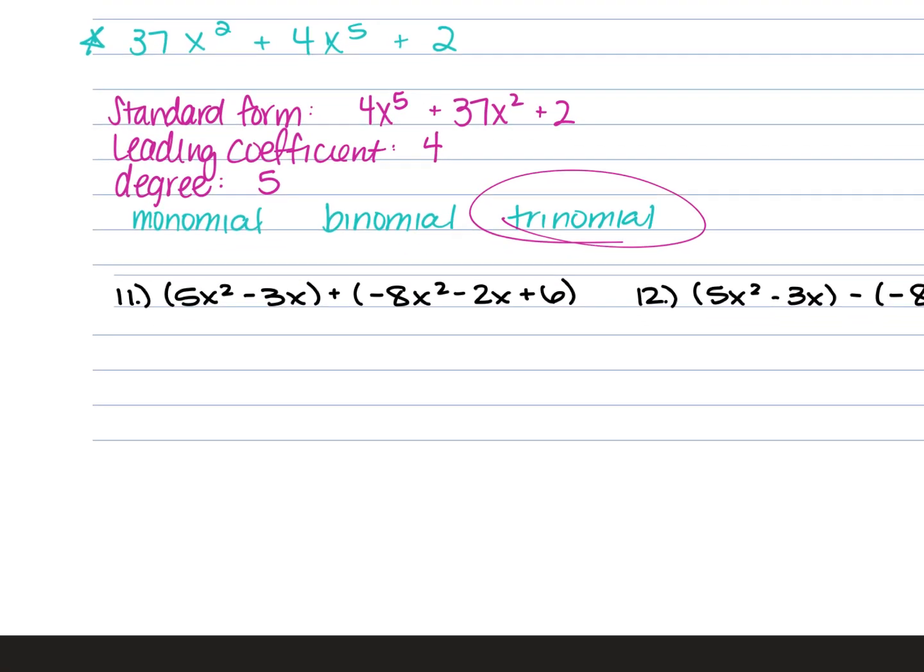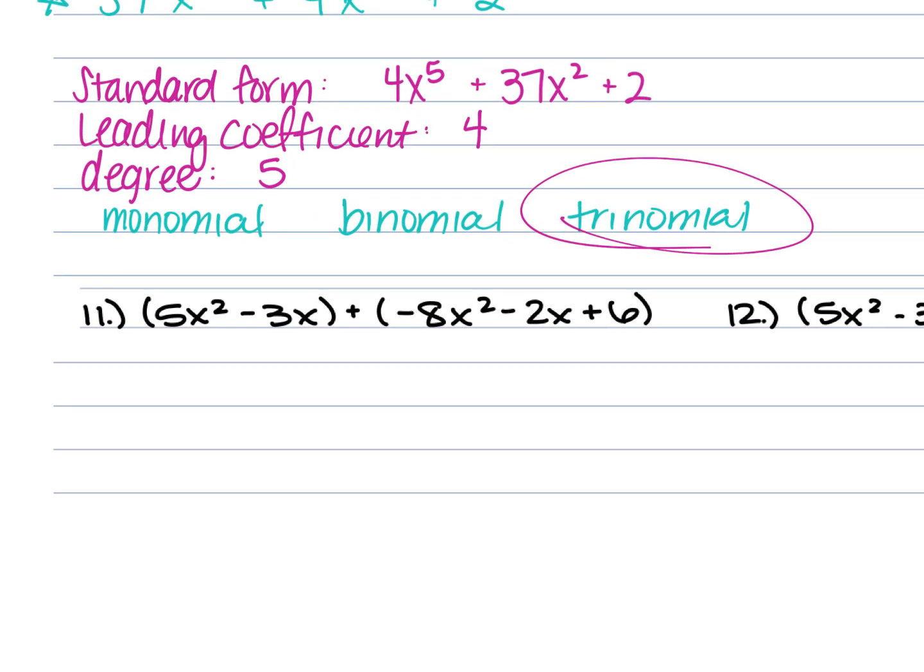So for the rest of these, we're just combining like terms or performing the indicated operation. We're putting our answers in standard form when we do this, okay? So for 11, we have 5x squared minus 3x plus negative 8x squared minus 2x plus 6. I'm going to get rid of these parentheses, so I'm just going to rewrite it without them. We're going to have 5x squared minus 3x minus 8x squared minus 2x plus 6.